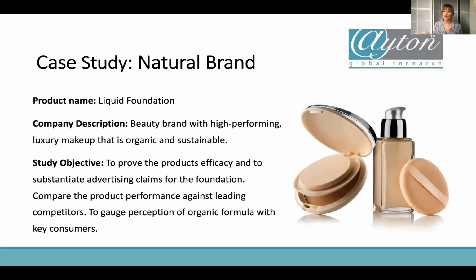So what does that look like? Because it's all very well and good saying how that all works, but a case study is always the best way to go through what substantiating a product claim actually looks like. So I chose this natural brand as one of my case studies because that's what we were saying at the beginning. In the makeup market, natural is kind of a huge driver at the moment within the makeup industry. So let's choose that as a really good example of how we can substantiate claims. This beauty brand is high-performing luxury makeup that is organic and sustainable. So we're kind of ticking both sides of the spectrum. It's going to get on the organic route, but also it's high-performing.